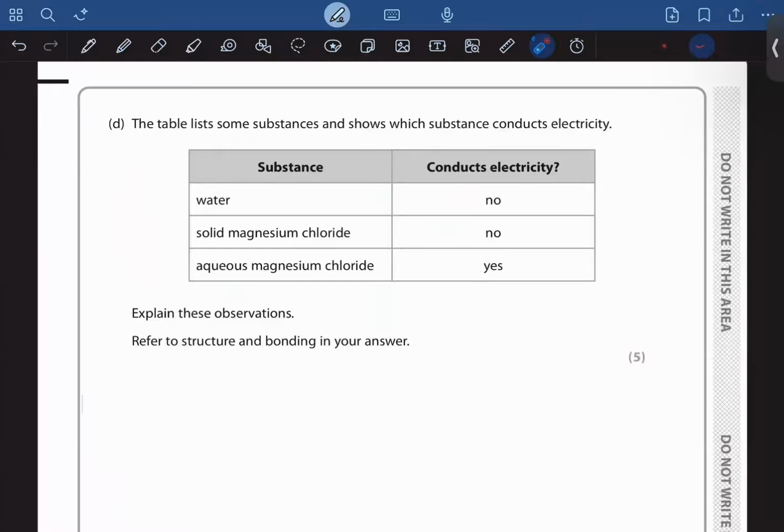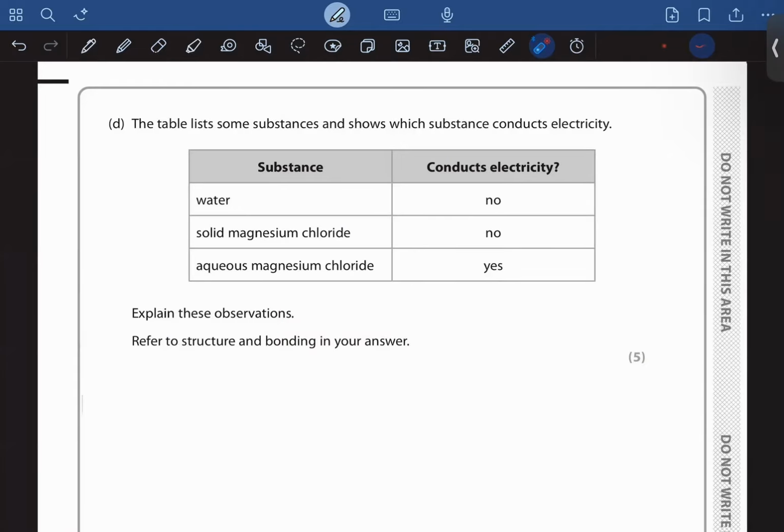The table lists some substances and shows which substances can conduct electricity. Water, no. Sodium chloride, solid, no. Aqueous, yes. Okay. Explain these observations, and refer to the structure and bonding in your answer.